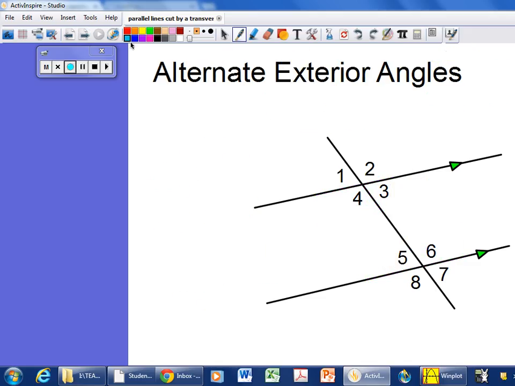Our third set, alternate exterior angles. Just like the interior ones, they are outside of your parallel lines, and that's the symbol for parallel, but still on opposite sides of your transversal.